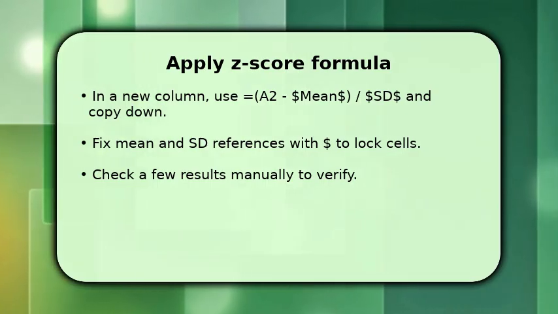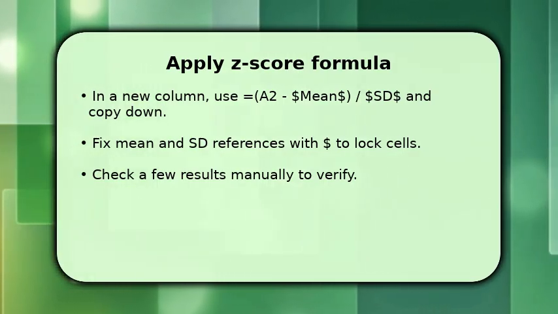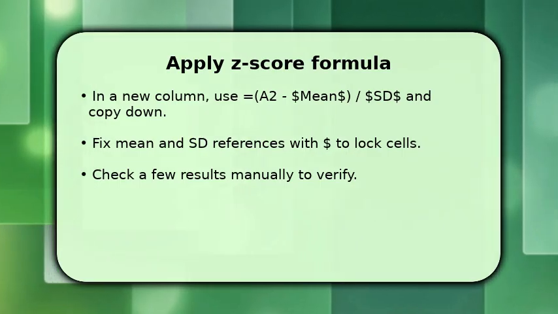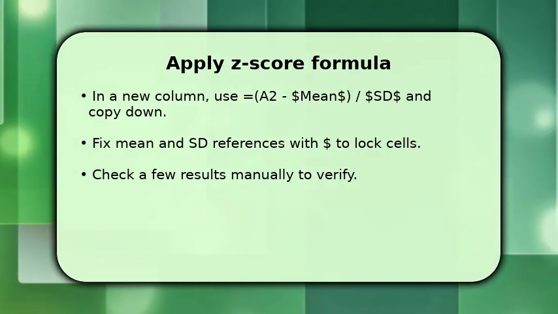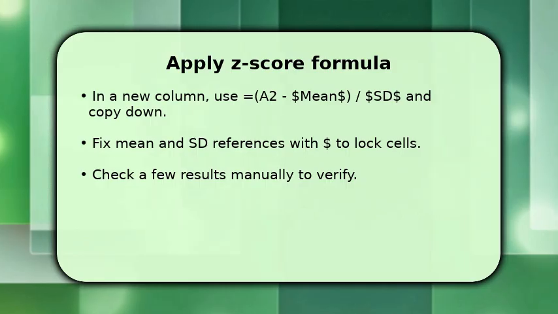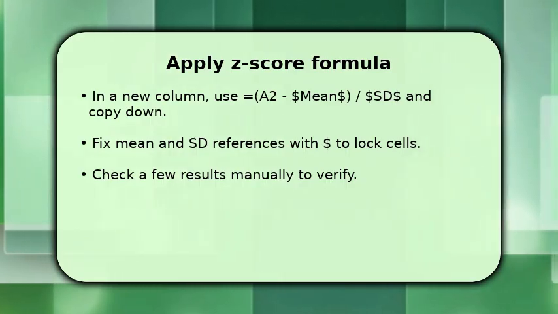Make sure you lock the mean and SD cells with dollar signs so they don't shift. Once filled, spot check a few entries manually to confirm. If numbers look extreme, recheck ranges, and whether you should have used sample.